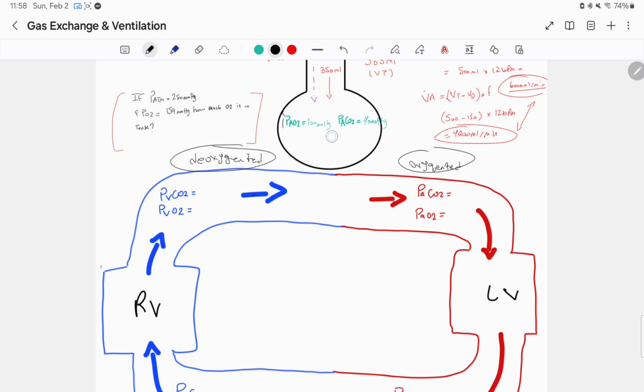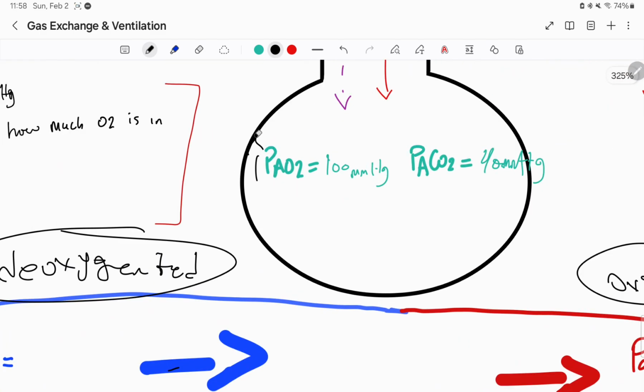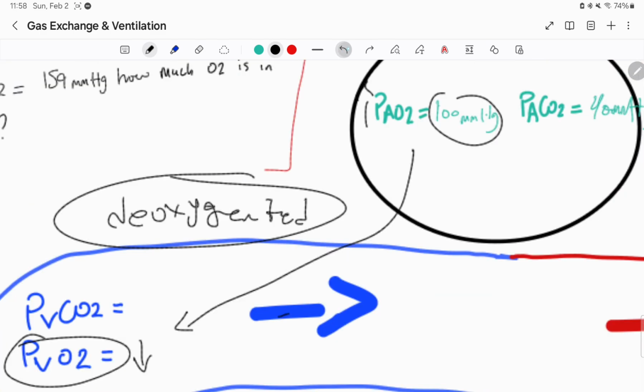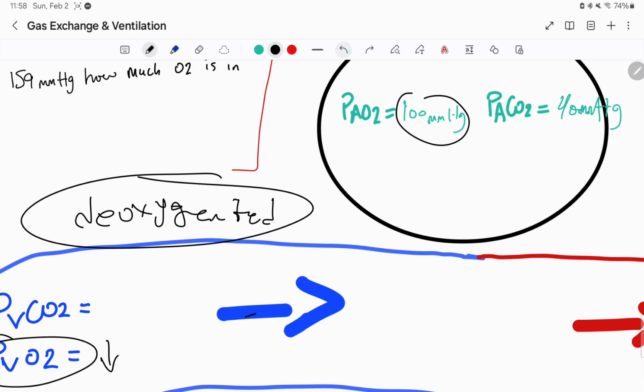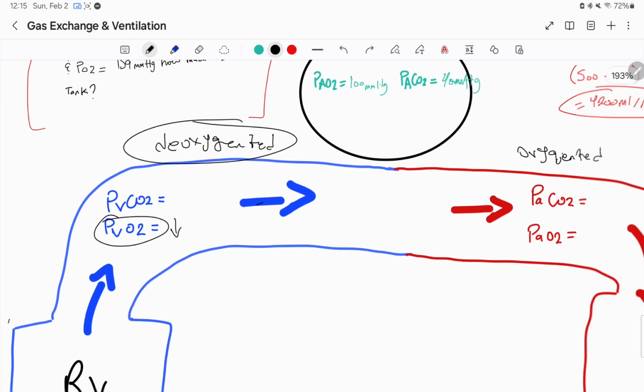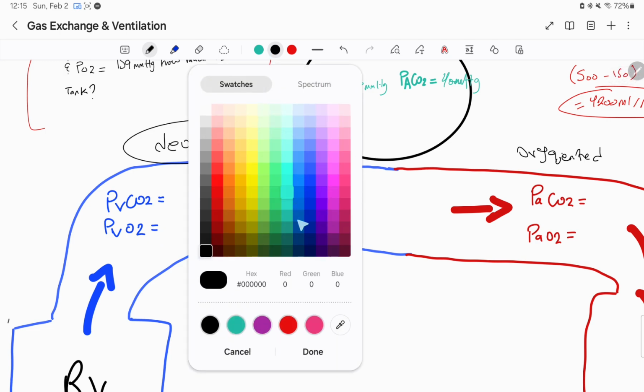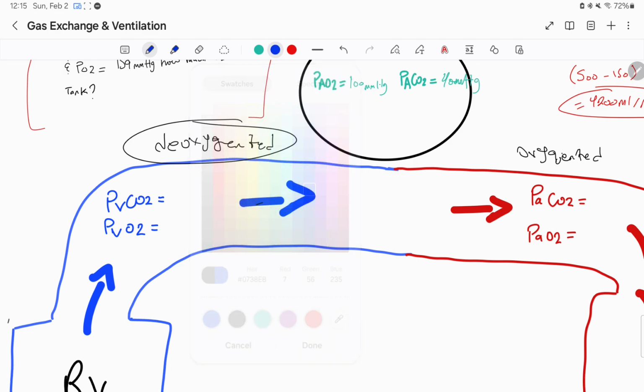So what is this value that I keep harping on about? I'll tell you now. The partial pressure in the venous side of the blood for oxygen is going to be about 40 millimeters of mercury, and we'll talk about how this came about.